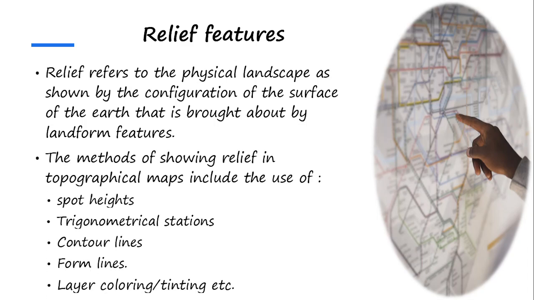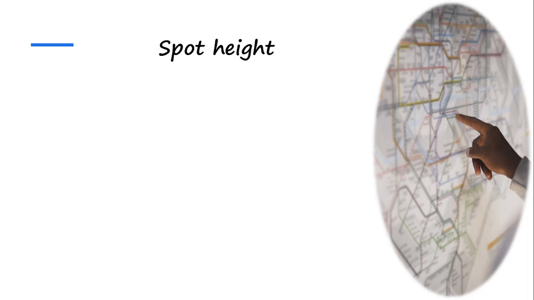The methods by which you can illustrate the relief in topographical maps include the following: spot heights, trigonometrical stations, contour lines, form lines, layer coloring or tinting, etc. We'll see all of this in this session. Let's discuss each one of them, starting with the first one, spot height.